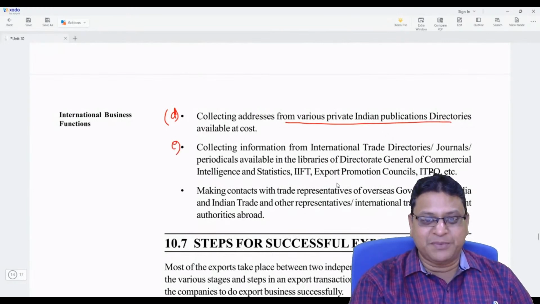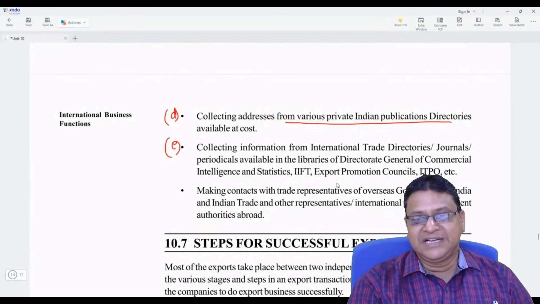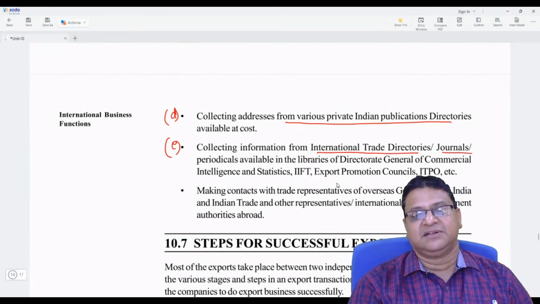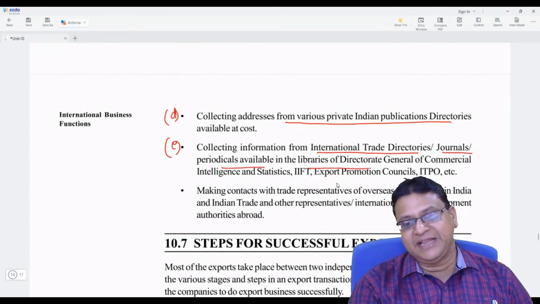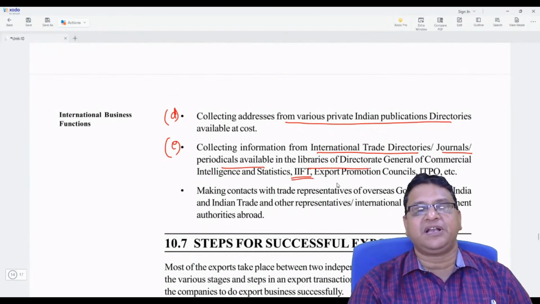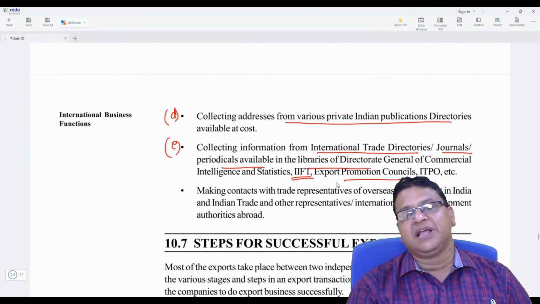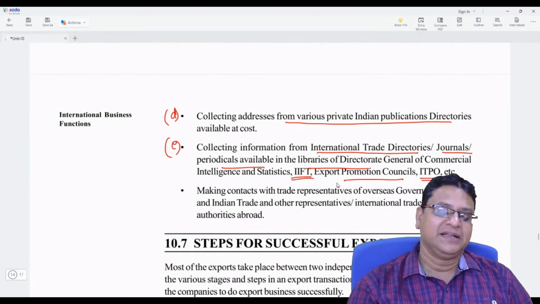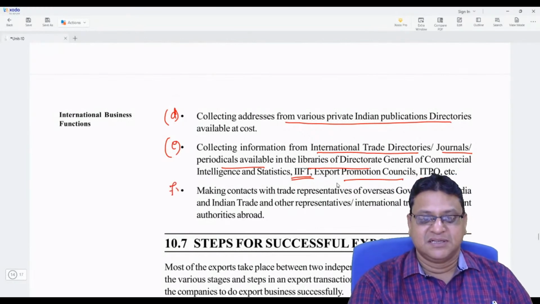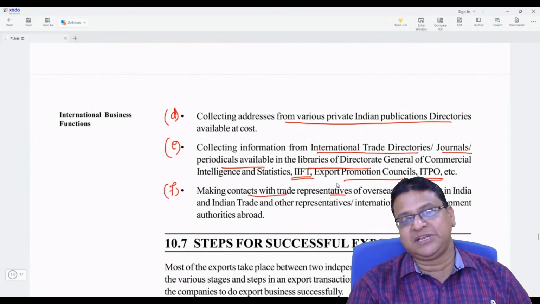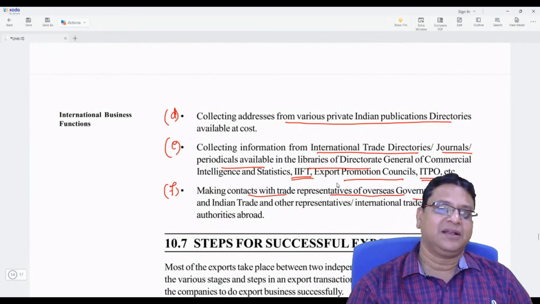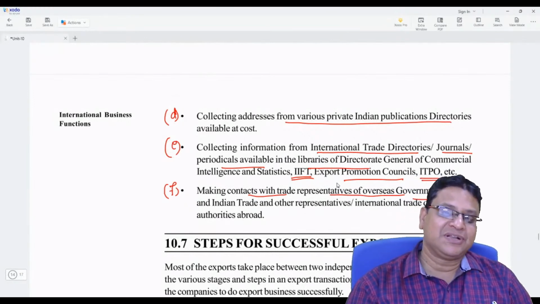By collecting information from international trade directories, from different journals, periodicals, the library of DGCI, IAFT, Indian Institute of Foreign Trade, Export Promotion Council, ITPO, you can find prospective buyers for international business. Last, by making contacts with representatives of overseas governments, you can get international customers.